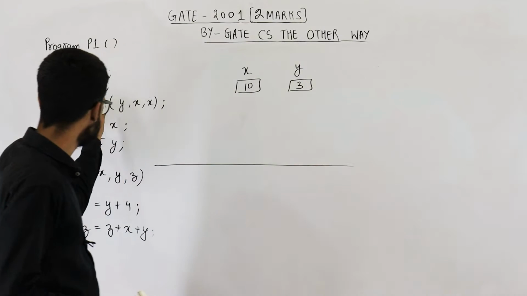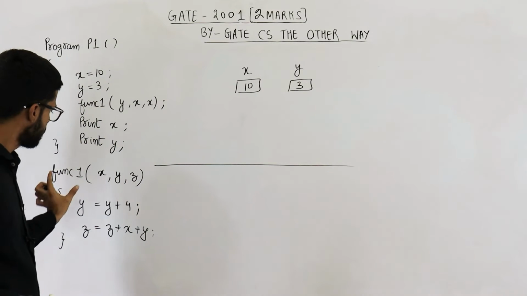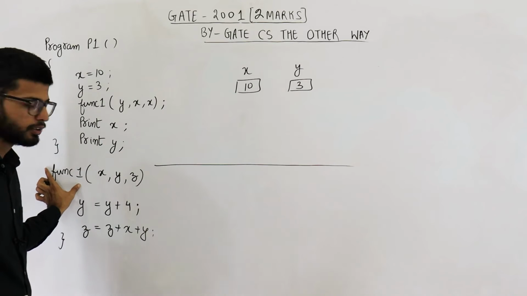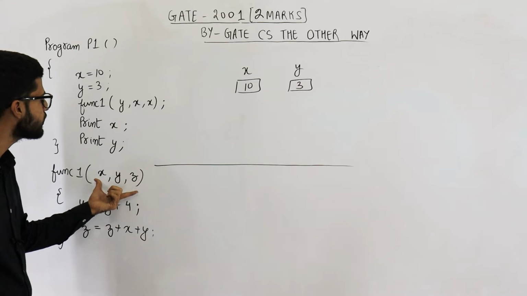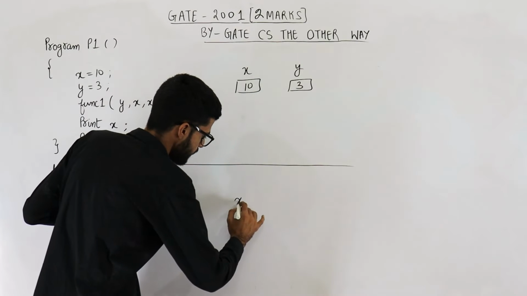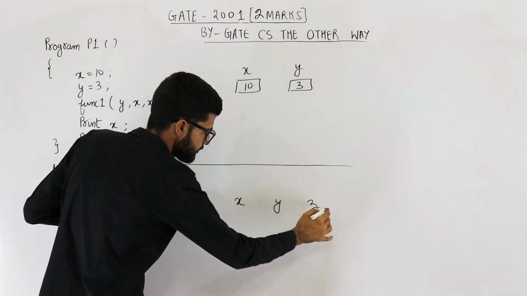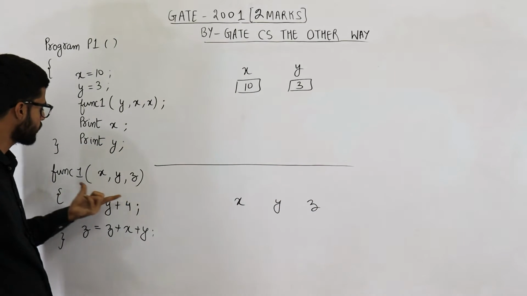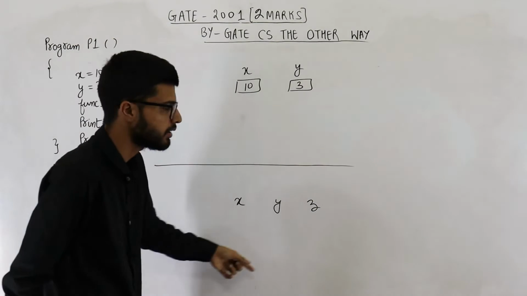Whenever a function call is made, control will go to this function. In this function, these are the three local variables that are declared: x, y and z. These three variables are local to this function, so I'm writing them in this area.